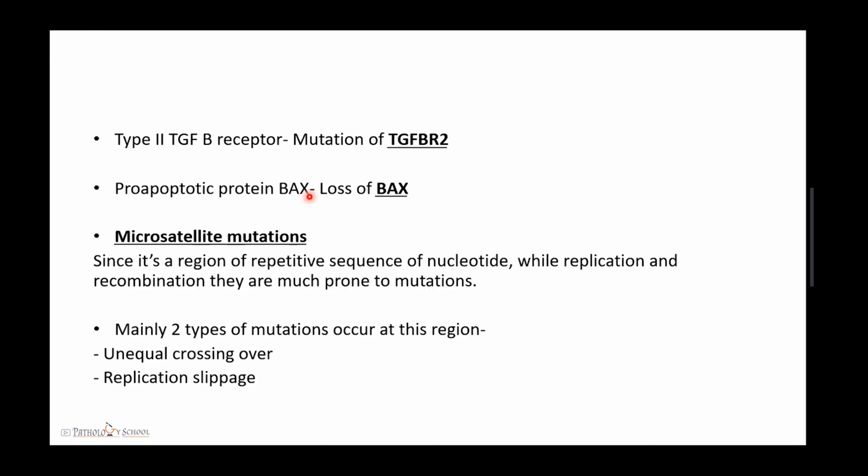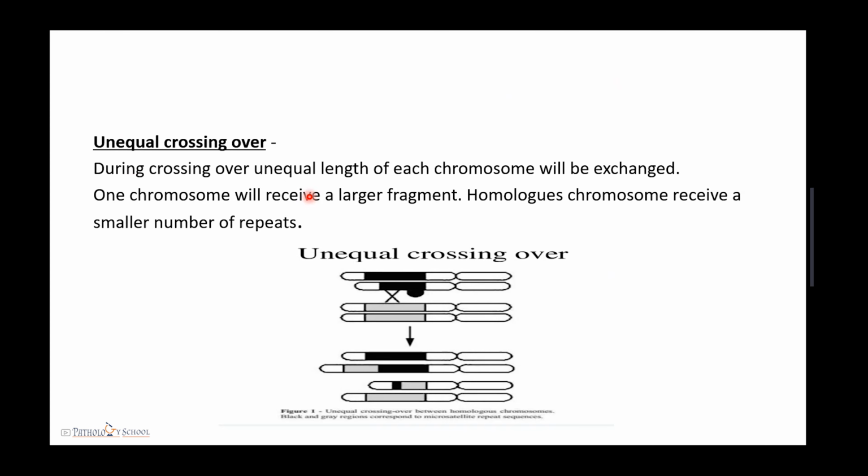Now the microsatellite mutation, since it's a region of repeated sequence of nucleotides, while replication and recombination, they are much prone to mutations. So 2 types of mutation: unequal crossing over and replication slippage. These 2 can be other 2 mechanisms which can cause the microsatellite mutations.